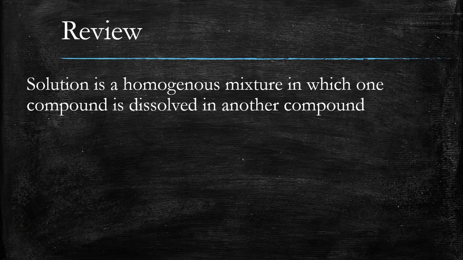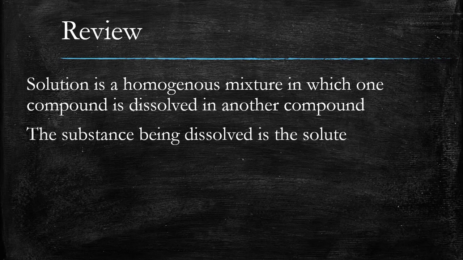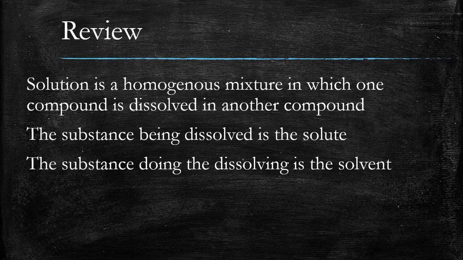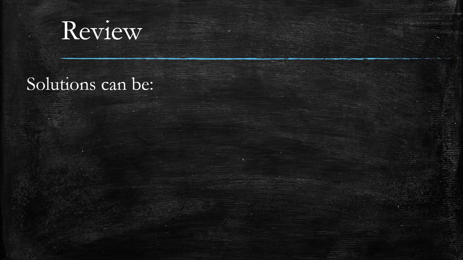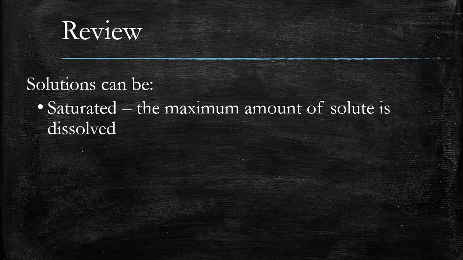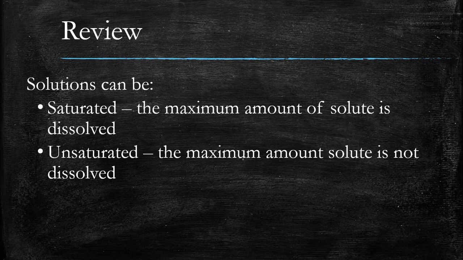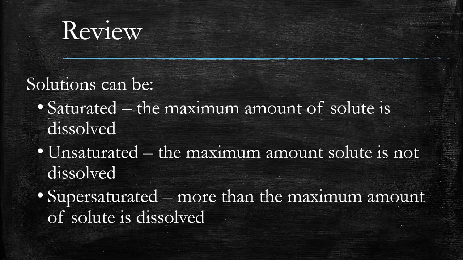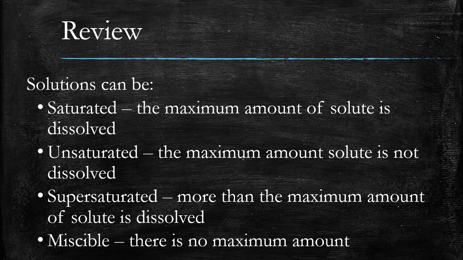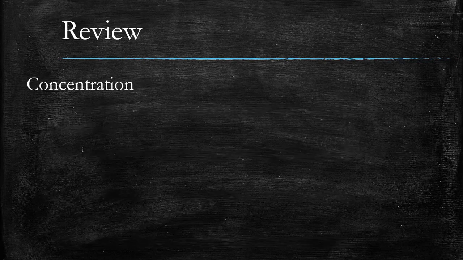So to review, a solution is a homogeneous mixture in which one compound is dissolved in another compound. The substance being dissolved is the solute. The substance doing the dissolving is the solvent. Solutions can be saturated, the maximum amount of solute is dissolved. Unsaturated, the maximum amount of solute is not dissolved. Supersaturated, more than the maximum amount of solute is dissolved, but this is a special case. And miscible, there is no maximum amount.